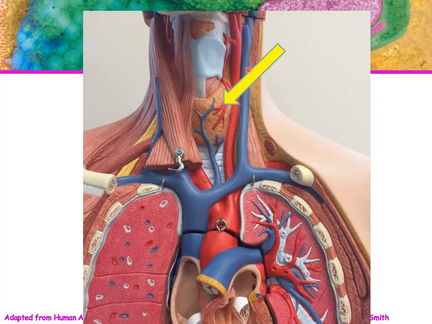This is yet another model, and this is the model that we have in lab, and this shows us the anterior aspect of the thyroid gland. And you can orient yourself because here is the cricoid cartilage of the larynx. This is the sternocleidomastoid muscle, and then you see here the ringed tracheal cartilage in blue.